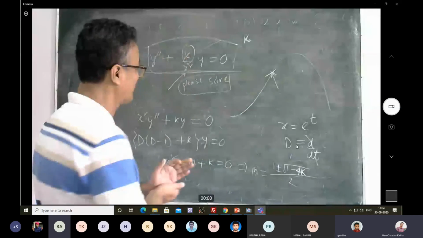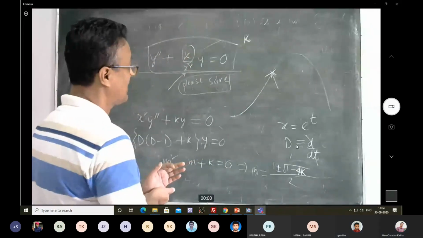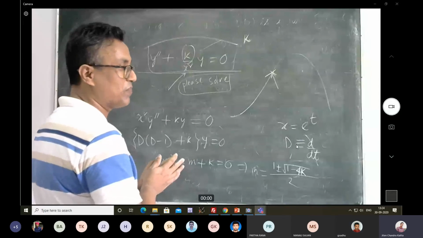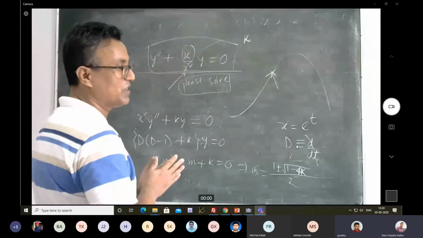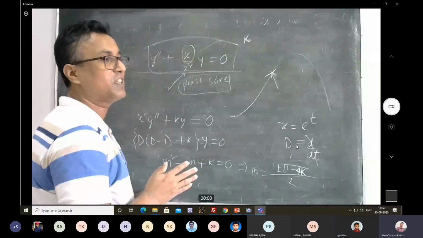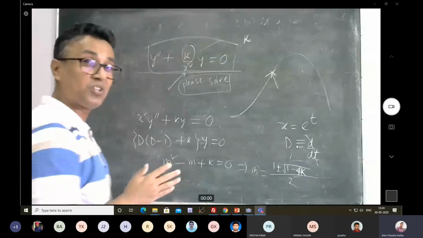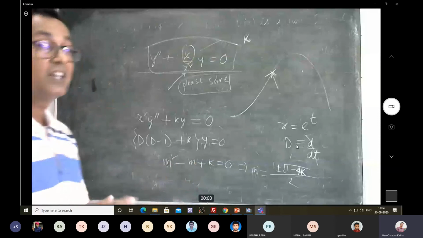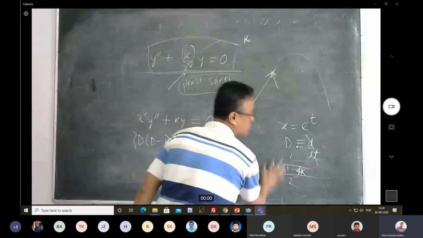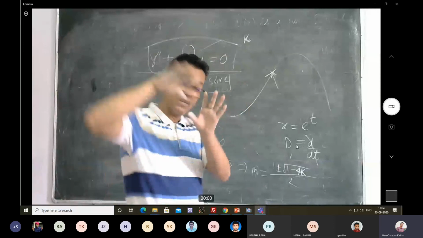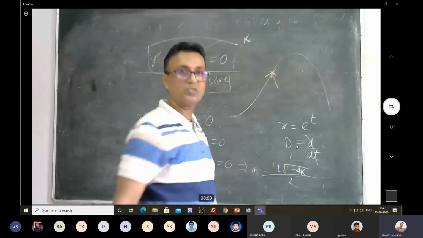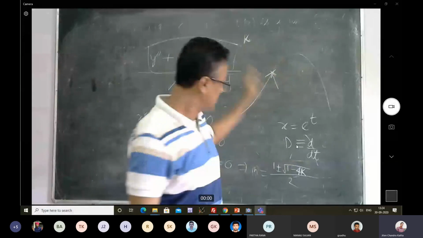If k is less than 1 by 4, then it's real. So whether k is greater than 1 by 4, less than 1 by 4, or exactly 1 by 4, the nature of the solution is going to depend upon that. So in tomorrow's class, I'm going to bring this back, and I am not going to discuss the solution procedure. I directly move to that.